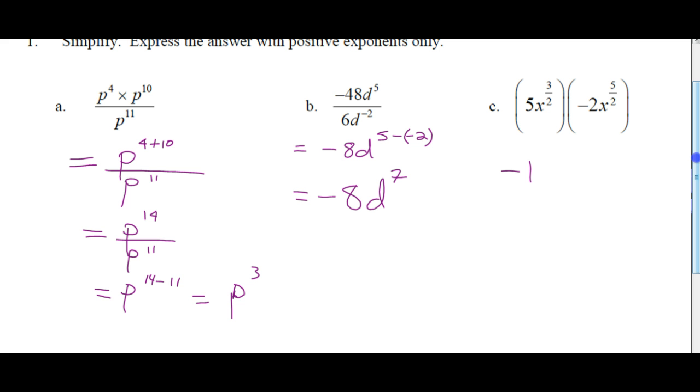So we take the number, so I've got negative 10 x to the, now what do I do with the 3 halves and the 5 halves? We're going to add them, right? So we're multiplying powers with the same base. What's 3 halves plus 5 halves? 8 halves. What's 8 halves? 4. So write it as a 4. Don't write 8 halves. If it can simplify, don't give me a non-simplified value and say it's 15 over 3. I'll just mark it wrong. It's 5. I don't care if they're the same. I want the simplified form.